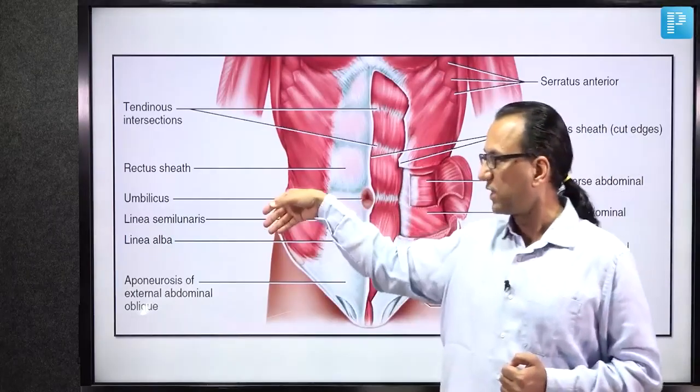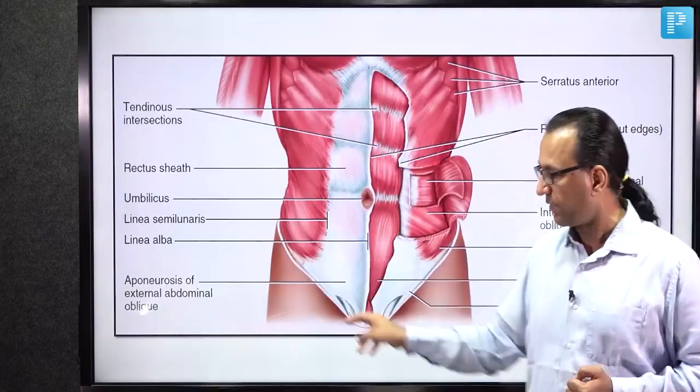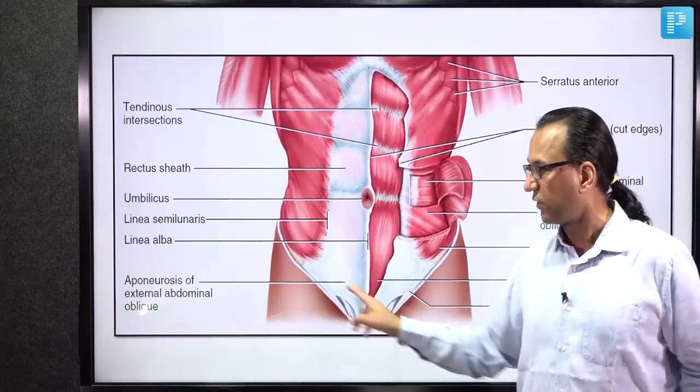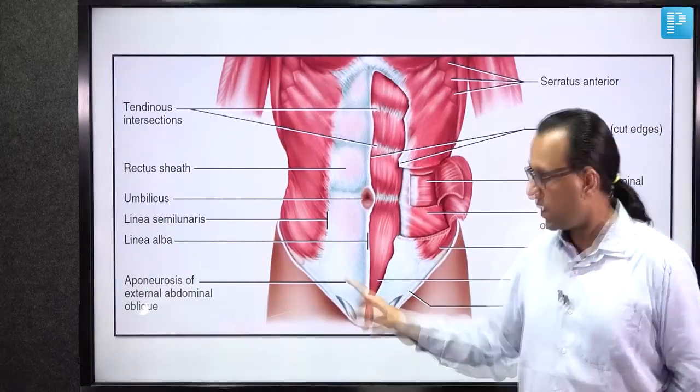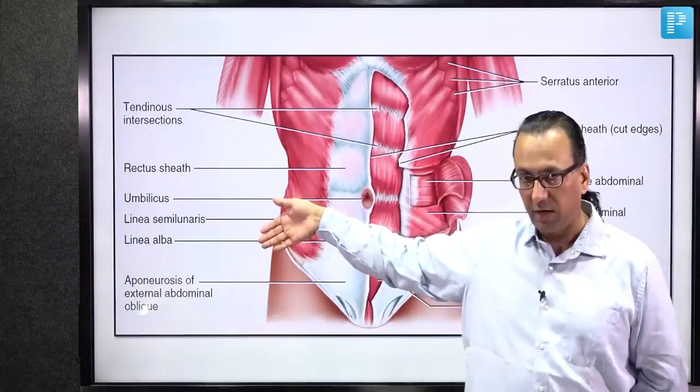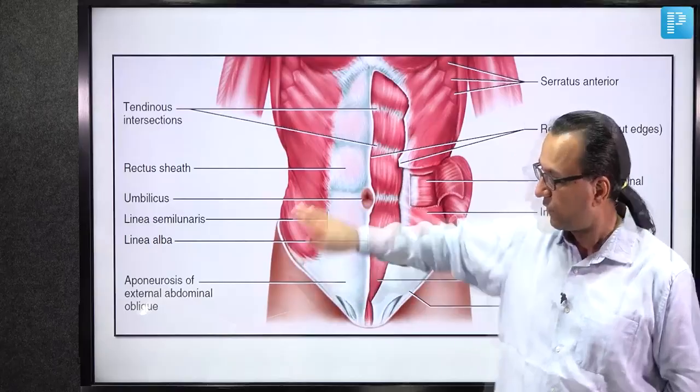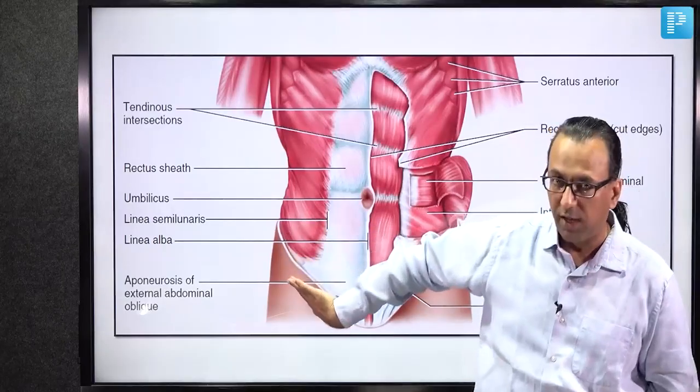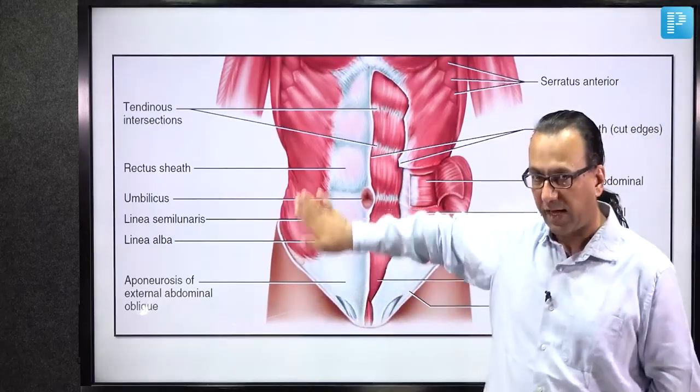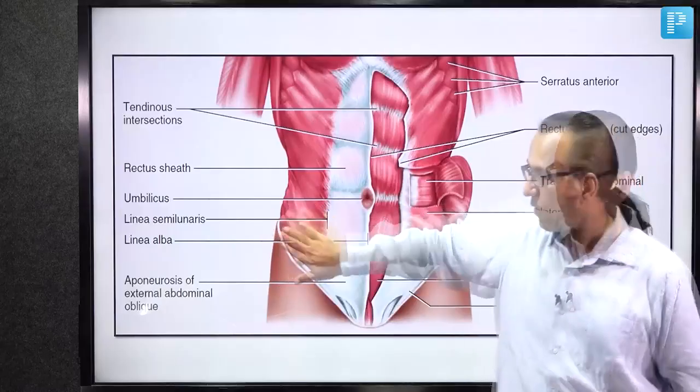It is also understood that external oblique muscle aponeurosis is having an opening called superficial inguinal ring for the passage of the testis and spermatic cord, and it is forming the anterior wall of the inguinal canal. Not only anterior wall, but also the floor, as it is forming the inguinal ligament. So external oblique muscle remains antero-inferior to the inguinal canal.